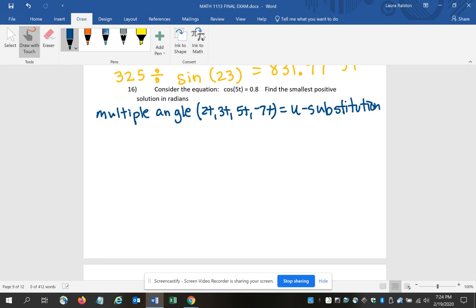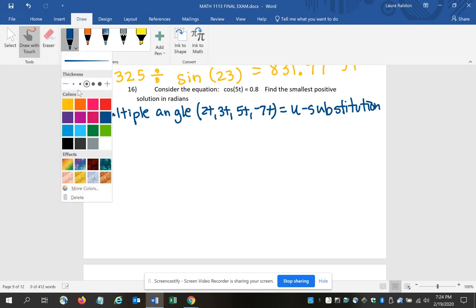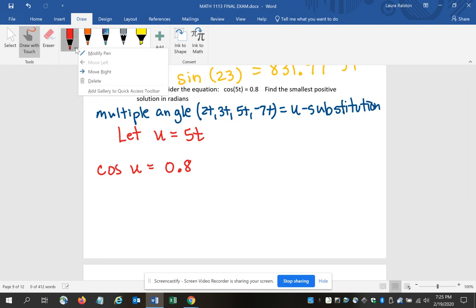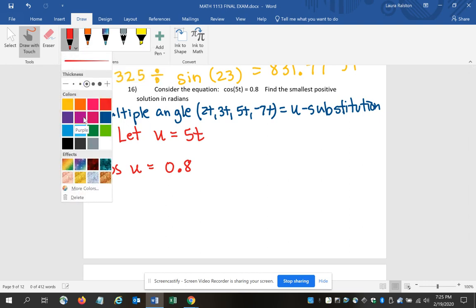And so here's how that works. We start out by saying we're going to let u equal that multiple angle, which in our case is 5t, so that I can rewrite the problem as the cosine of u equals 8/10. And then I need to solve that equation for u.